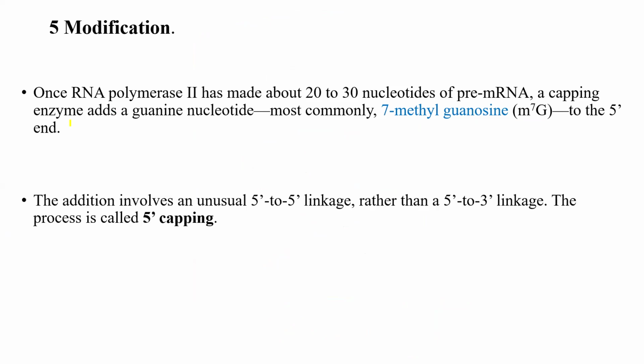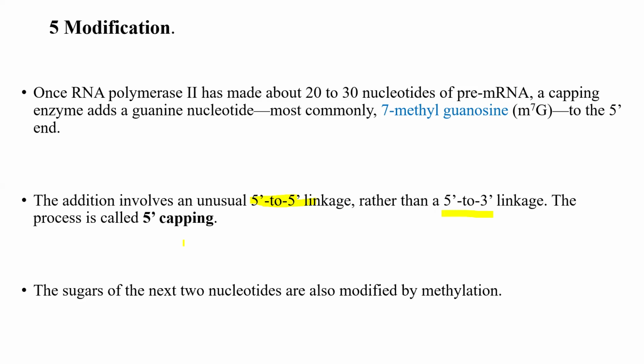This addition of cap involves a very unusual 5' to 5' linkage rather than the usual 5' to 3' linkage. This process is called 5' capping, and not just this cap guanine is methylated, the sugars of the next 2 nucleotides are also modified by methylation. We are talking about RNA, mRNA. RNA is ribonucleic acid. It has a ribose sugar. So the ribose sugar of the next 2 nucleotides, which are the first 2 nucleotides, are modified by methylation as well.